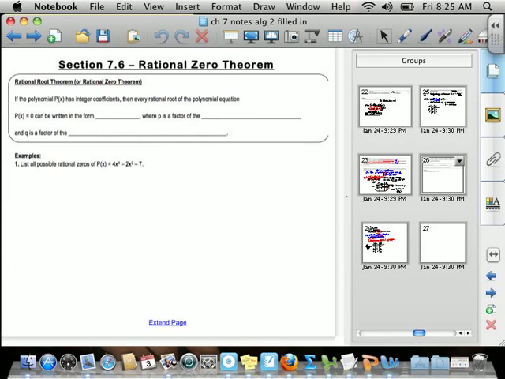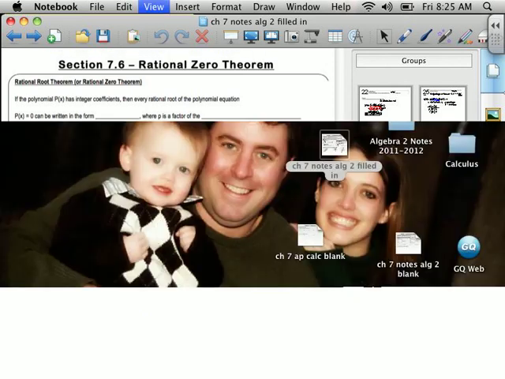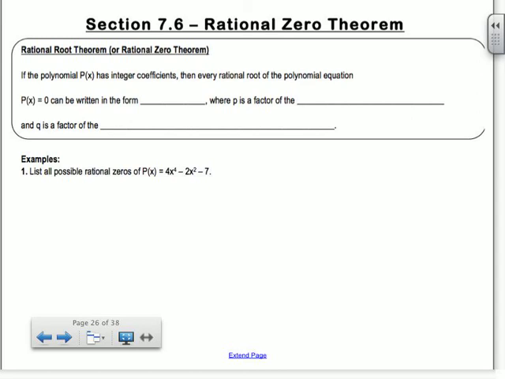All right, so basically here's what it says. The rational root theorem, or rational zero theorem, says if the polynomial p of x has integer coefficients, then every rational root, so that means every place where it crosses the x-axis, that's a rational number, like 1, negative 3, 2/3, all possibilities can be found by this method. So it can be written in the form p over q, where p is a factor of the constant term. That's the number on the end. And q is a factor of the leading coefficient.